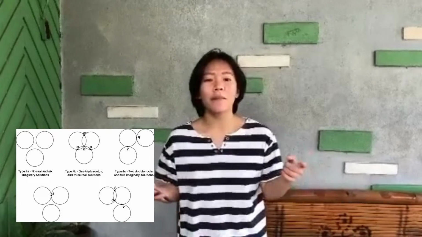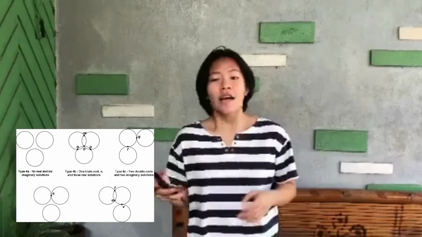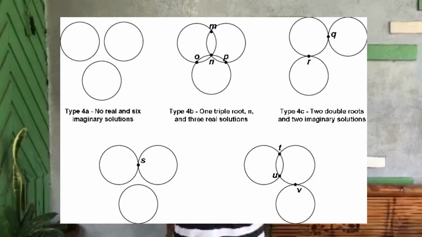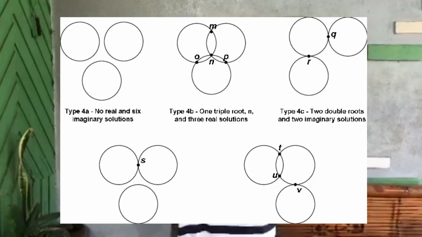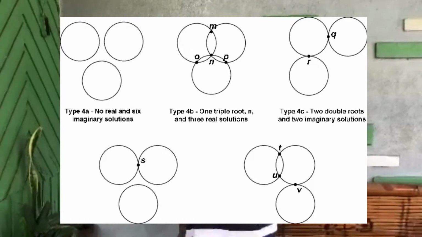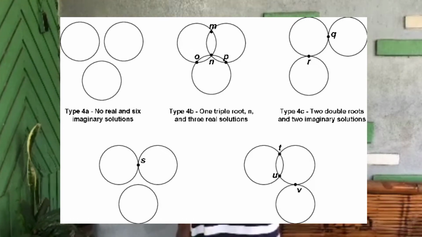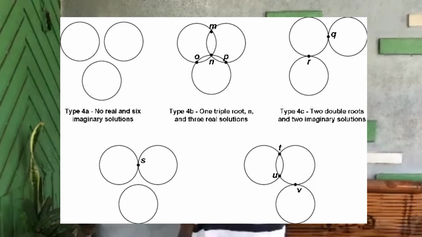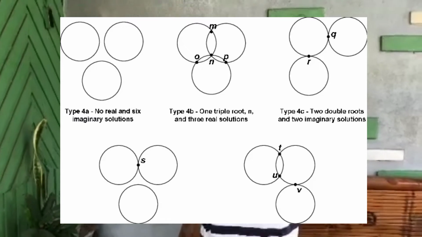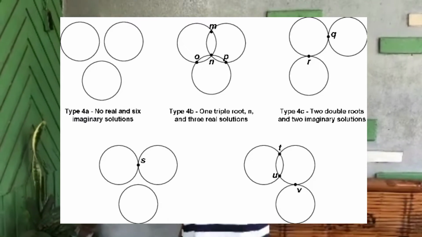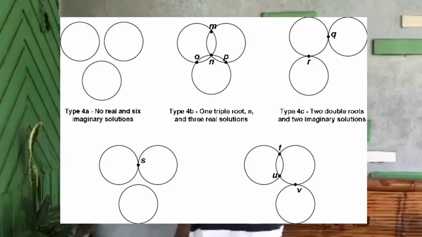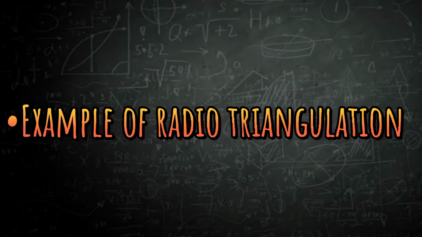How are circles applied in radio triangulation? Type 4B represents the best case scenario, yet the most implausible, or the ultimate estimate when there is a triple root, point N. The sum of points Q and R yields the final estimate for type 4C. The final estimate for type 4E is given by the average of points T, U, and V, whereas the point stands for type 4B's final estimation.